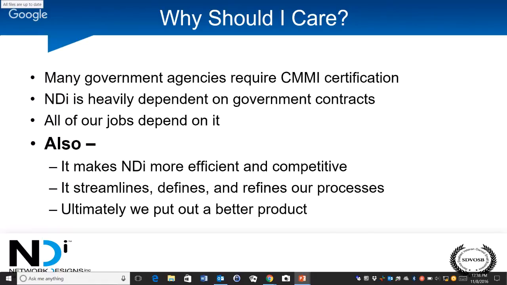Likewise, it makes us more efficient and competitive. It streamlines, defines, and refines our processes. Ultimately, we put out a better product. So why should I care? What does it matter to me? Well, first of all, as we said, our jobs depend on it. NDi depends on it. Likewise, when it comes down to the external audits, you very well might be one that's interviewed by one of the auditors.